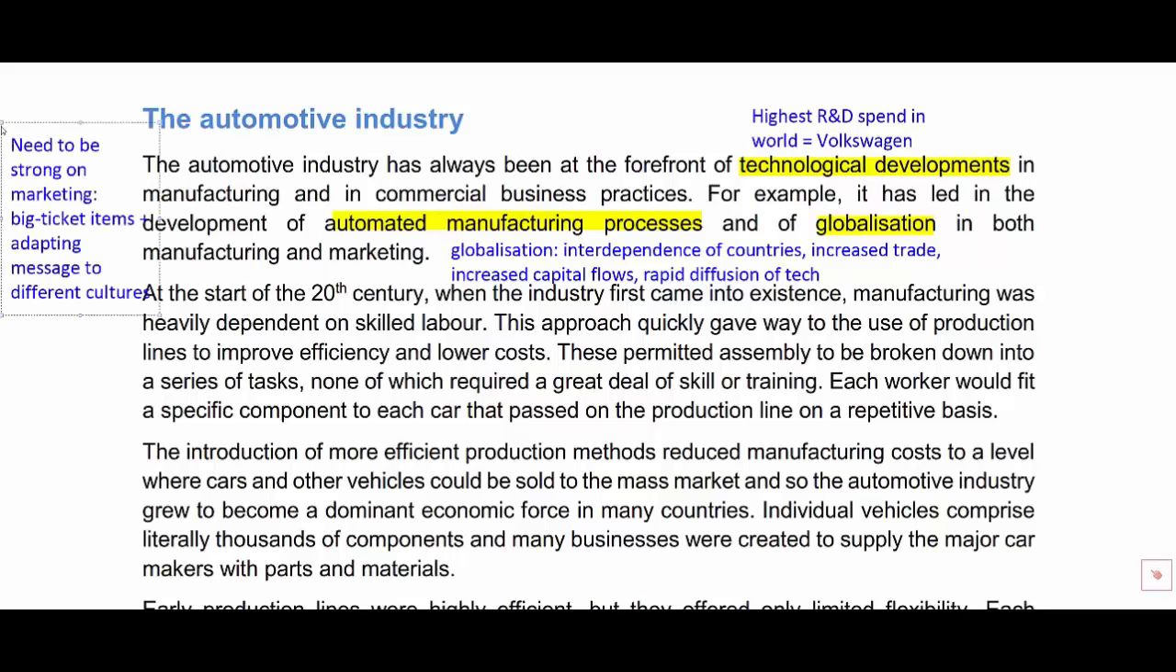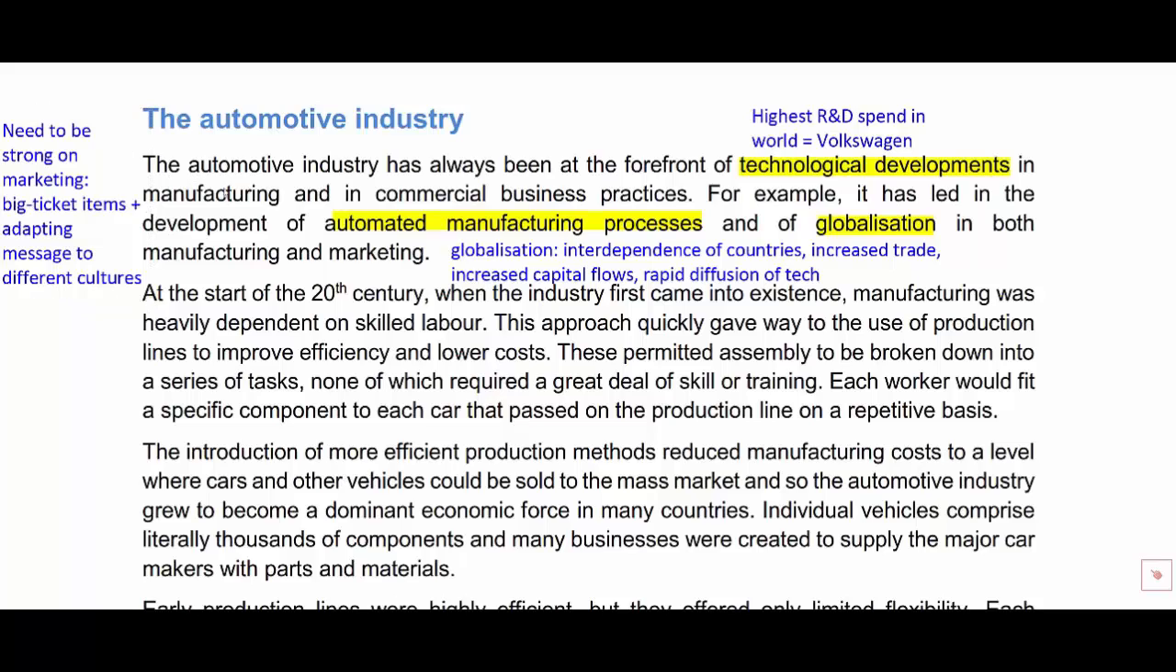What's perhaps less spoken about is the need to be world-class when it comes to marketing as well. You think about it, that these cars, they are big ticket items. Besides a house, the sale of a car represents the biggest expenditure that the average person is likely to make in their lifetimes. So it's really important that the marketing is right. It's also very important to adapt the marketing message depending on the different cultures. And as we will see in a while, marketing for these companies is worldwide, and they're dealing with many different markets, so they need that adaptability to those markets.